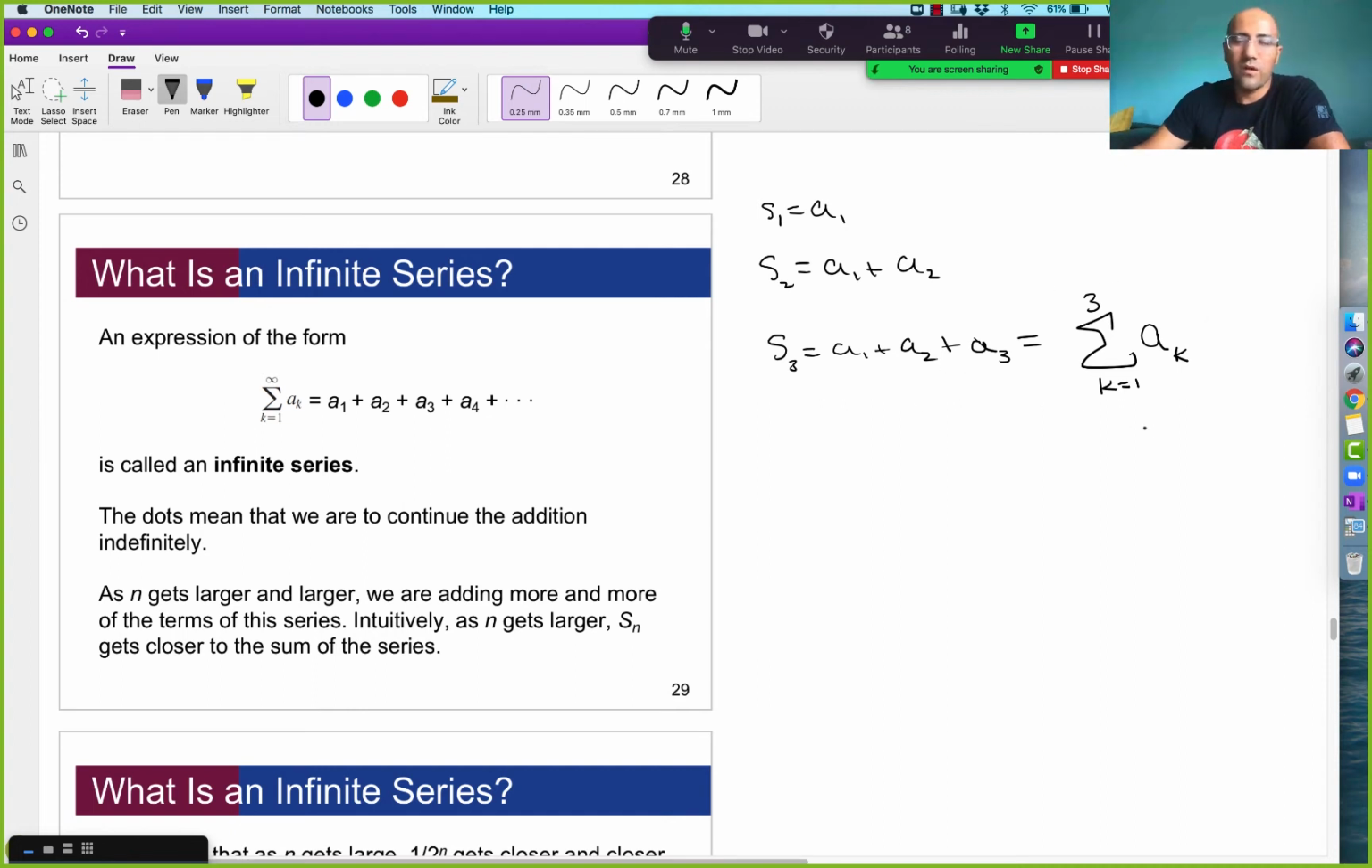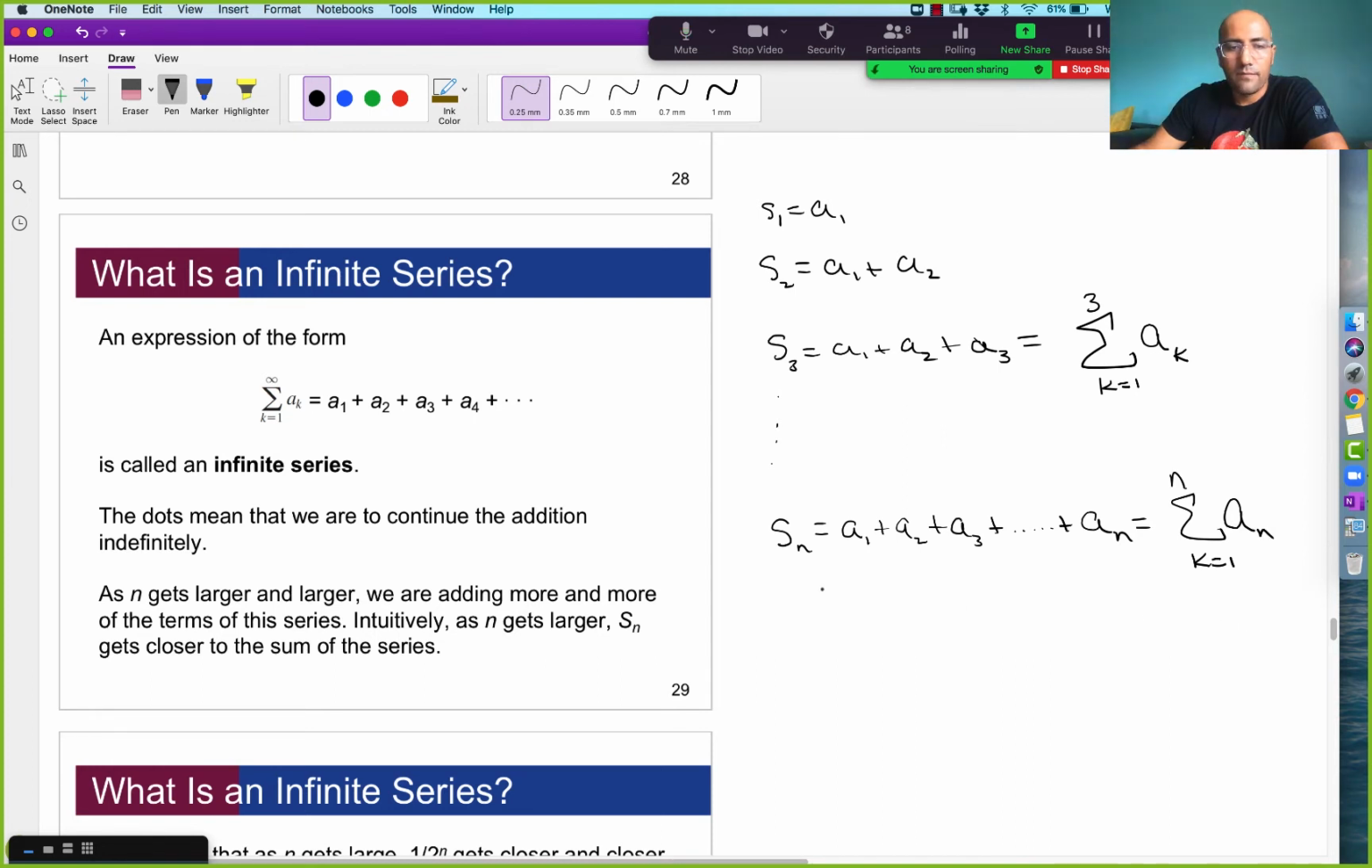We would probably stay away from expressing it this way when it's so easy to express it the other way, right? But then in general, as we keep going, if we want to find the sum of the first n of them, we get A1, A2, A3, dot dot dot, and then we don't stop until we get to the nth one. Okay. And so we can express this as the sum from 1 to n of A sub k.